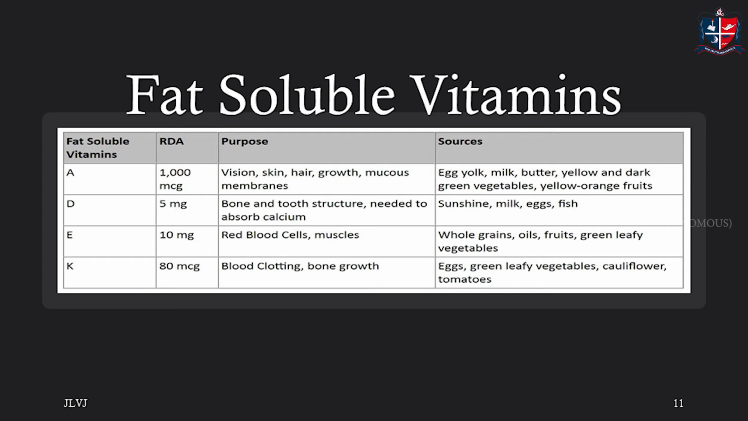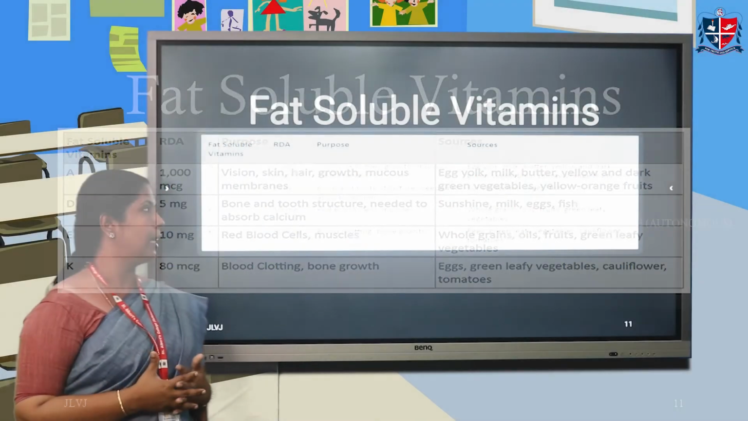Coming to the functions, we know that the majority of the functions of vitamin A are related to providing proper vision. It's very important for the eyes. The deficiency disorders we will see in our next class. Then vitamin E is very special for fertility and other factors.